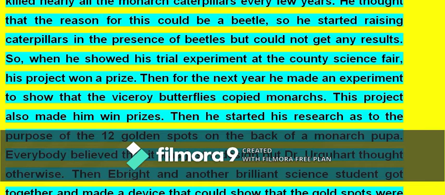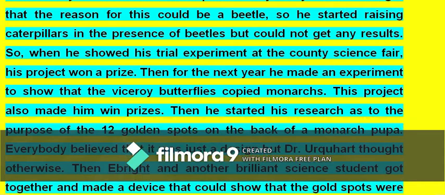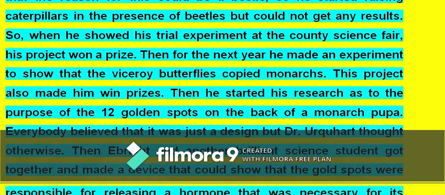Then he started his research as to the purpose of the 12 golden spots on the back of the monarch pupa. As you know, egg, larva, pupa, adult, that is the life cycle of a butterfly. He was experimenting with the various stages. He looked at the pupa and there were 12 golden spots, and he was very curious to know more about those spots.